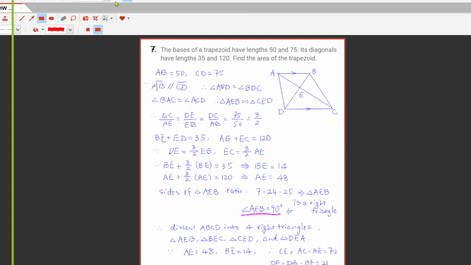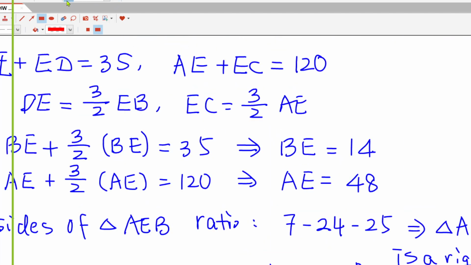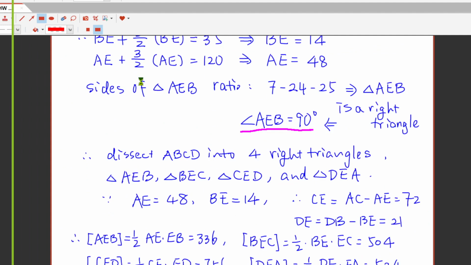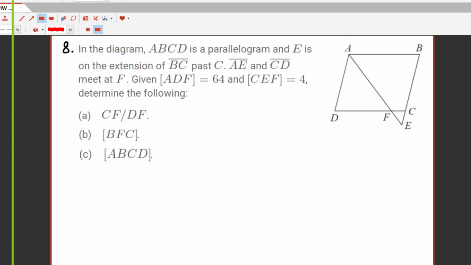All right, then if no questions, let's have a look at the next one. Okay, question 8. In the diagram, ABCD is a parallelogram, and E is on the extension of BC past C. AE and CD meet at F, given the area of ADF equals 64, and the area of CEF is 4. Determine the following. A, CF over DF, B, the area of BFC, and C, the area of ABCD. Okay, so let's have a look at the first one. We know that DA is parallel to BC, right?